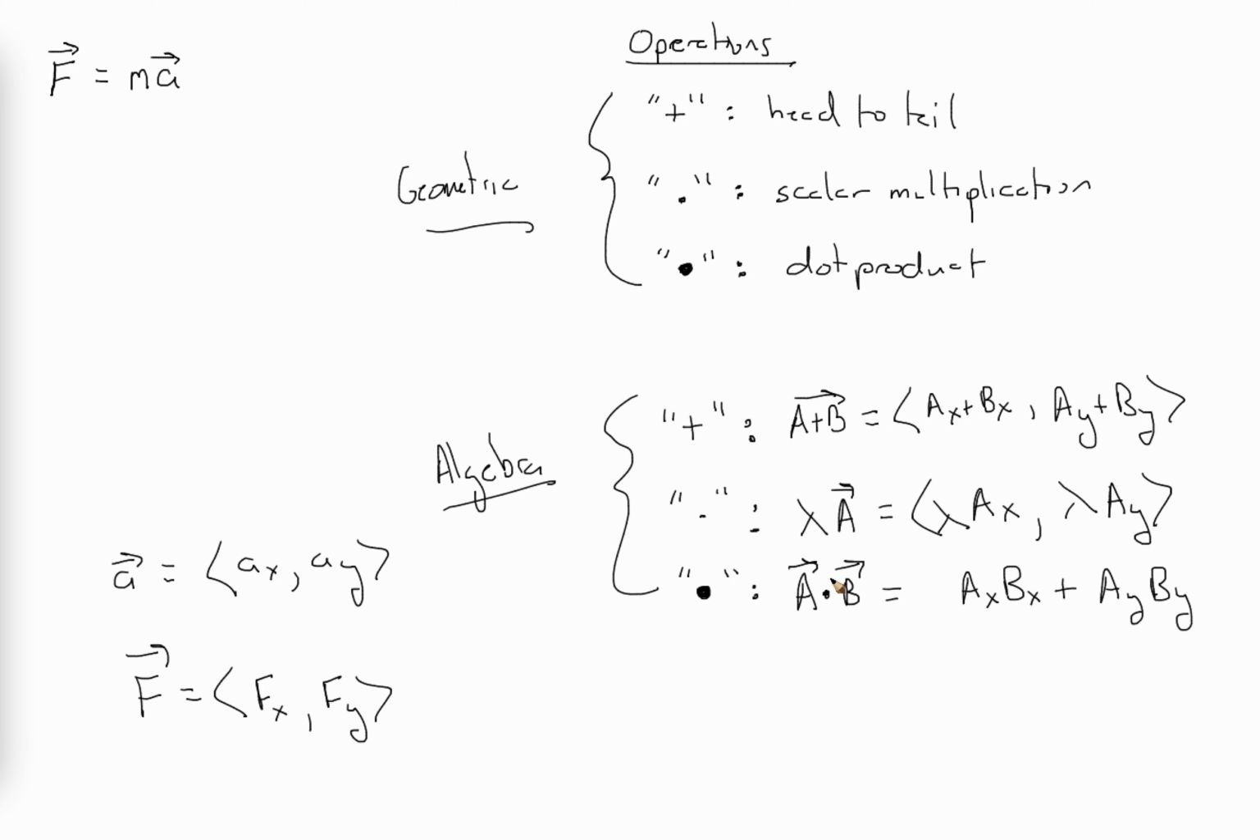And by the scalar multiplication rule, we can write that this is also equal to, because F is m times a, m times a sub x, comma, m times a sub y. In other words, we can write down some non-vector equations. F sub x is equal to m a sub x, and F sub y is equal to m a sub y.